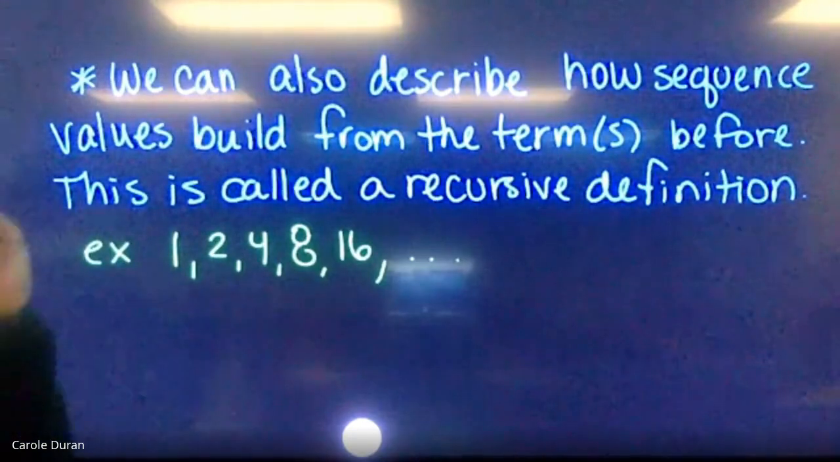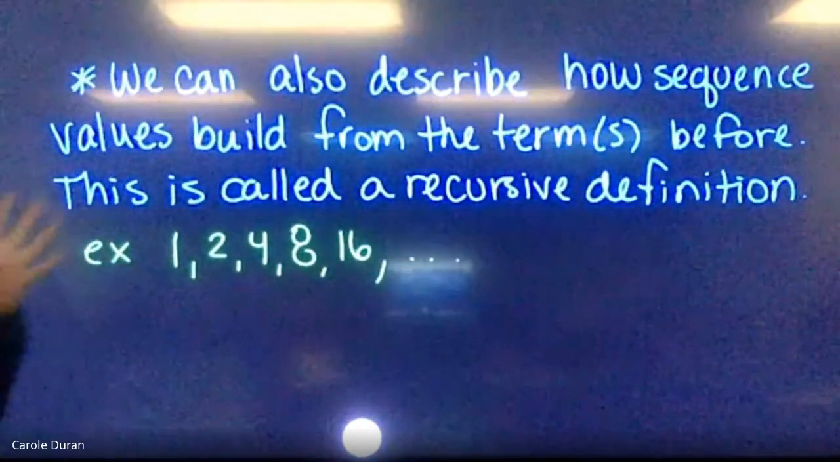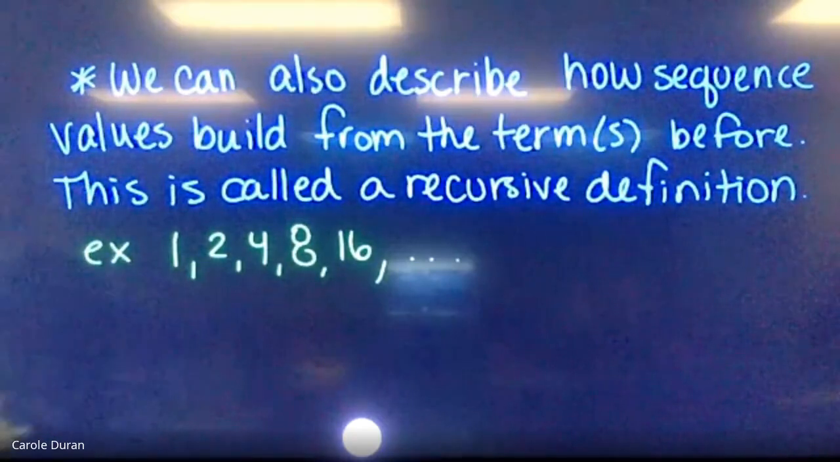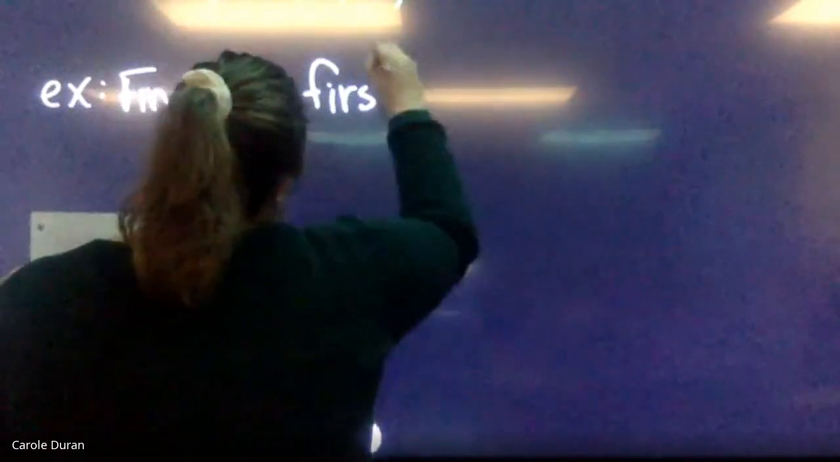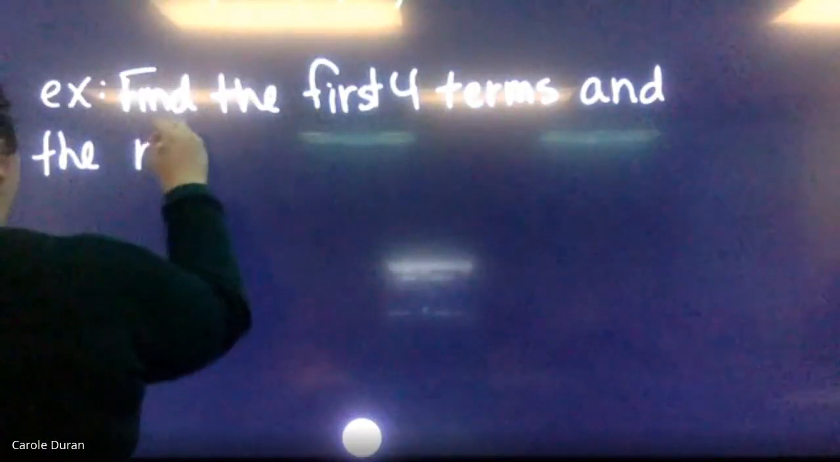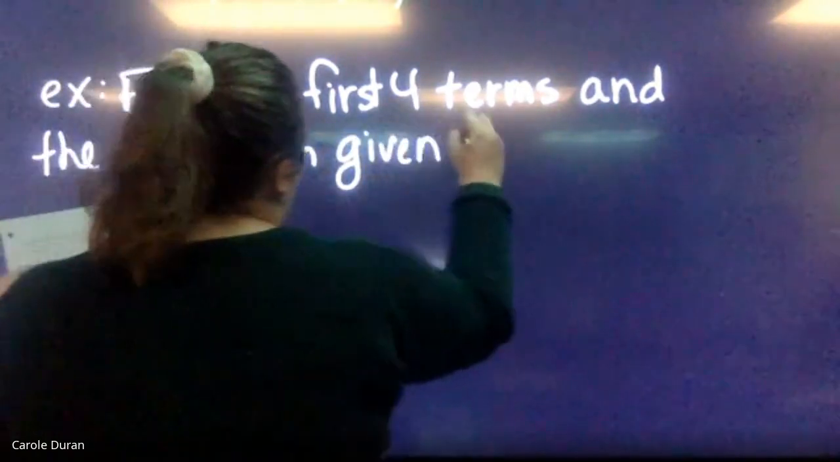So what we're going to do now is find the next 4 terms in a sequence, given a recursive rule that shows how it builds from the term or terms that come before. So this example asks us to find the first 4 terms and the nth term given a recursive definition.